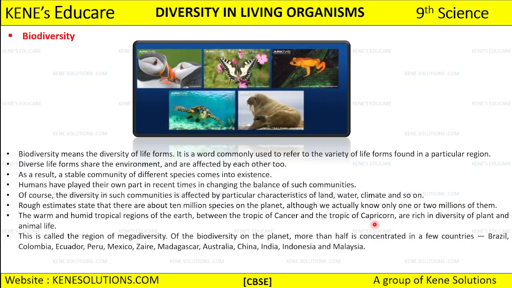The region where we see many different diversities of plant and animal life, we call that region a region of megadiversity. What do we call it? Region of megadiversity. Okay, so I want you to write this, the definition of region of megadiversity. The warm and humid tropical region of the earth between the Tropic of Cancer and the Tropic of Capricorn. They are rich in diversity of plant and animal life, and this is called the region of megadiversity.